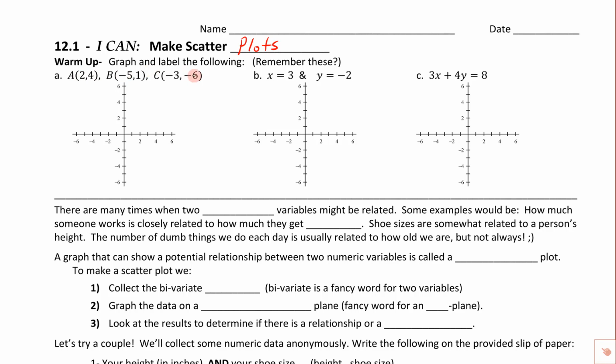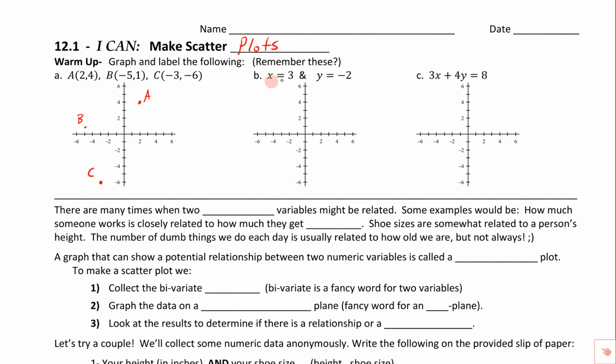So it says graph and label the following. So we want to graph the point A, which is (2, 4). So we're going to go over 2 and up 4. Remember, x coordinate first, then the y coordinate. We're going to go horizontally, then vertically. So there's A. B is (-5, 1), so we're going to go left 5 and up 1, so B would be right here. And then C is going to be (-3, -6), so back 3 and down 6, so way down here, that's going to be C.